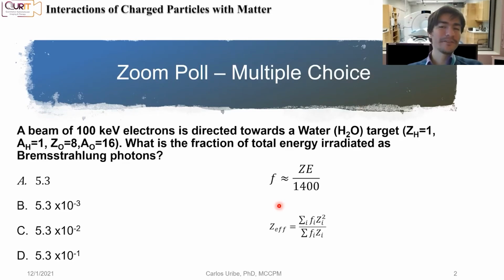But let's look now not at just one element. What if we have those electrons traveling in water, which is H2O? Think about that for a moment and try to see if you can use this formula. I'm going to show you how we do it in a moment. It involves the fraction of the weight of hydrogen, the fraction of the weight of oxygen, and the Z of oxygen and hydrogen.